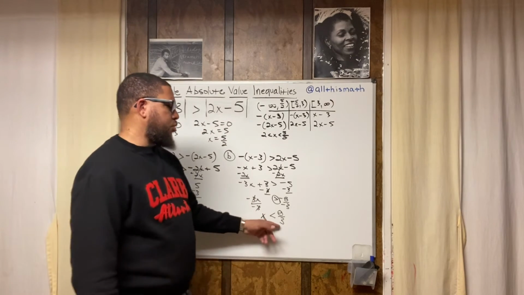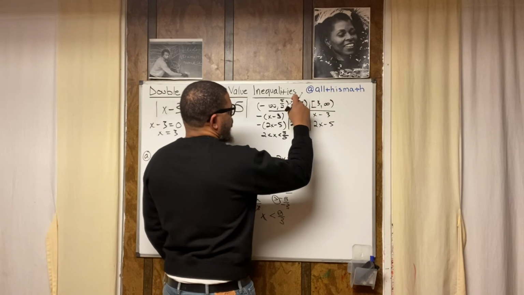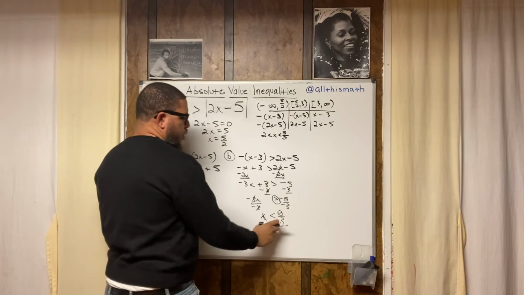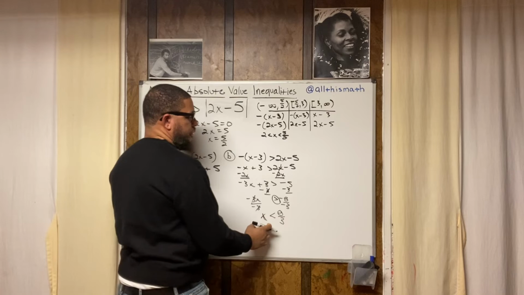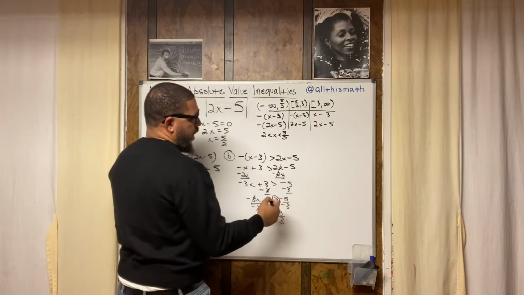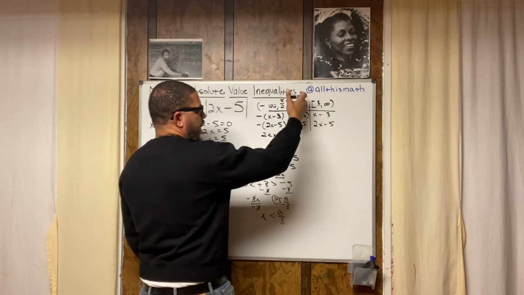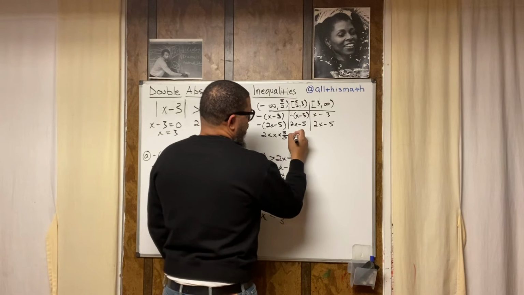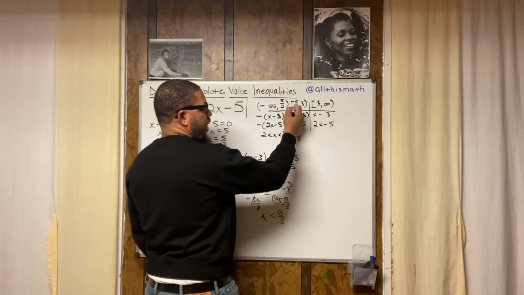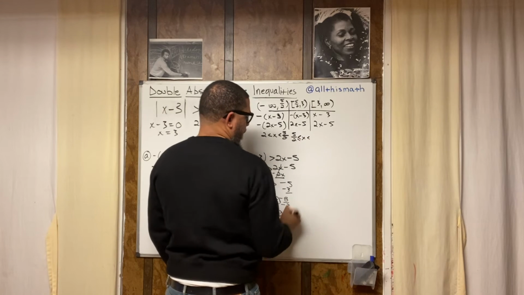8/3 is the same thing as 2 and 2/3. Now, but this interval goes from 2.5 to 3. So that means that we're concerned with all the values that are less than 8/3, but are also between 5/2 and 3. So now we know that 8/3 is bigger than 5/2. So 8/3 is somewhere in between 5/2 and 3. So this is going to be 5/2 is less than or equal to, because 5/2 is included, x, which is less than 8/3.